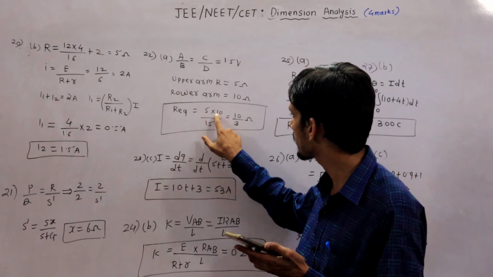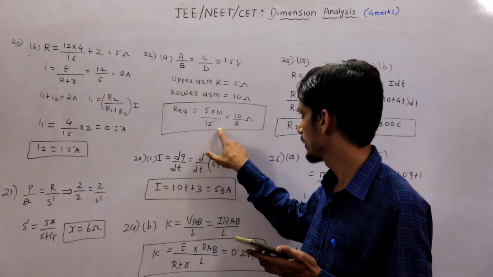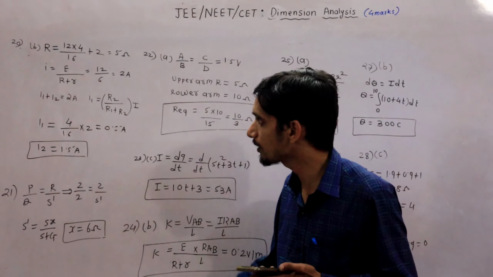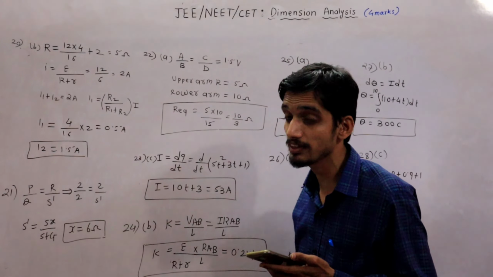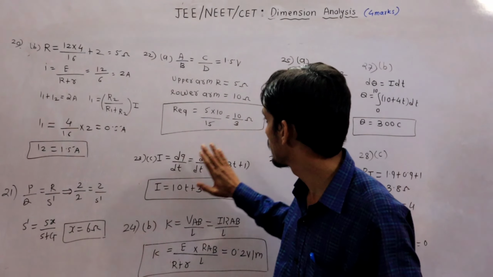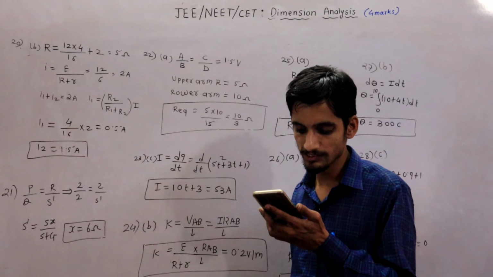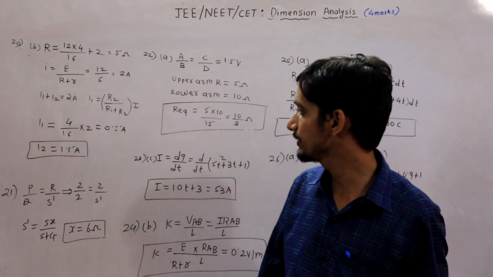So R equivalent is 5 into 10 upon 15, which is 10 by 3, because the upper arm is 5 and the lower arm is 10. Now the 5 and 10 are in parallel, which gives me an equivalent of 10 by 3. Option A is the correct answer for this question, 10 by 3.